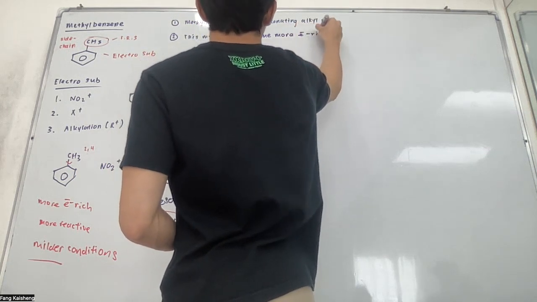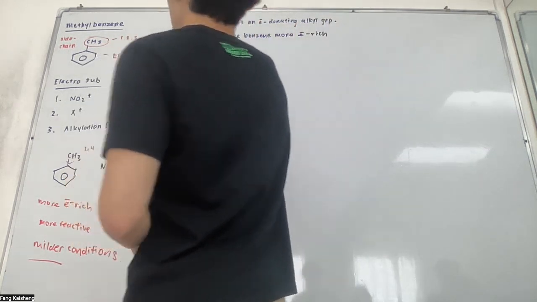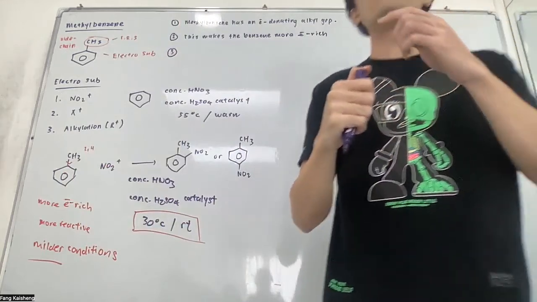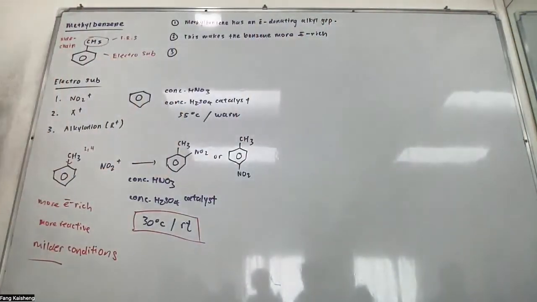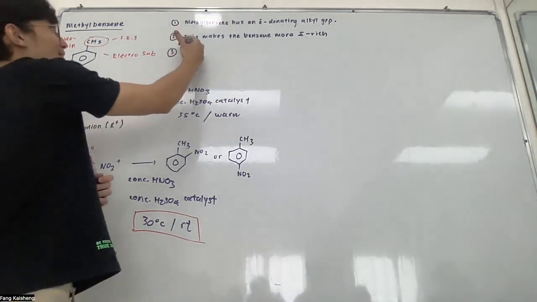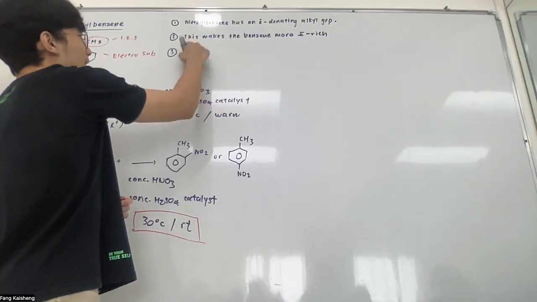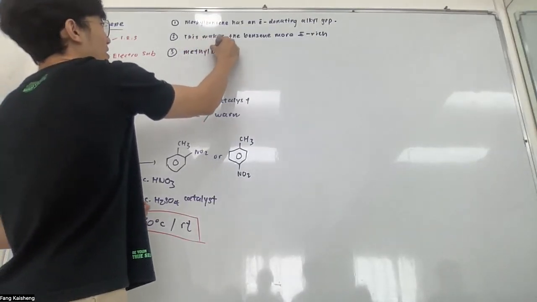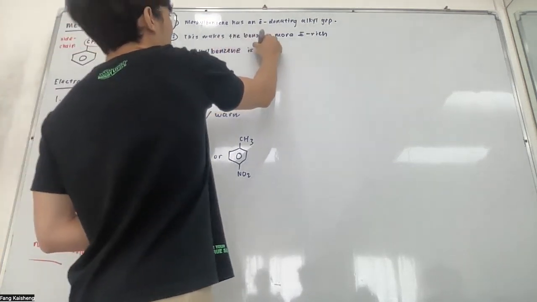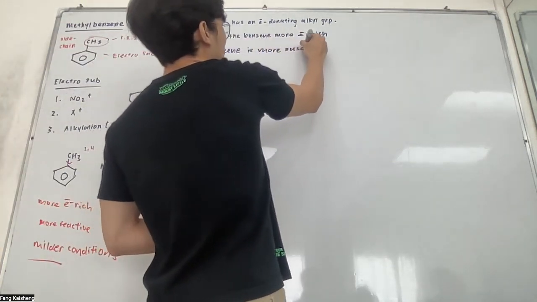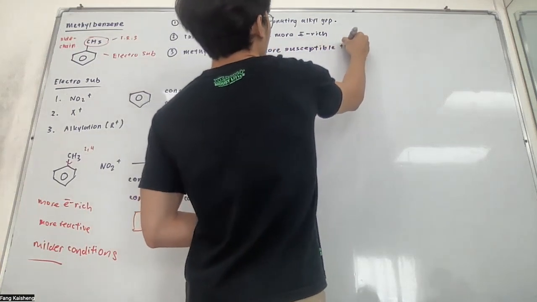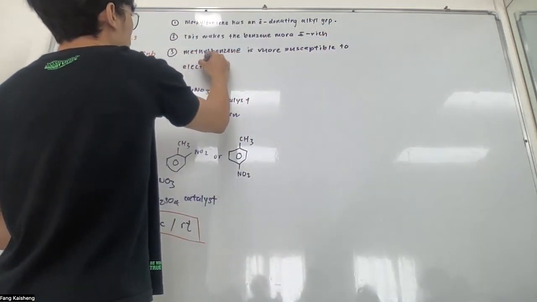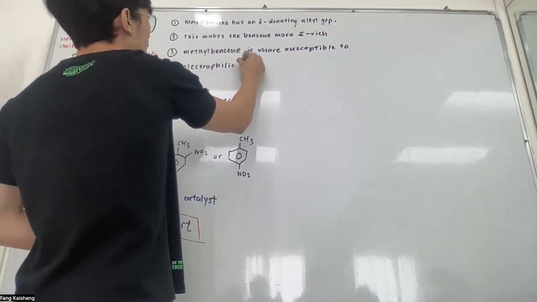Finally, then, what's the final point that we mentioned? Okay, how do we say that it is more reactive? Okay, but anyways, the methyl benzene is more what? More susceptible to what attack? Yes, okay, more susceptible to electrophilic attack. In other words, it's just more reactive now.